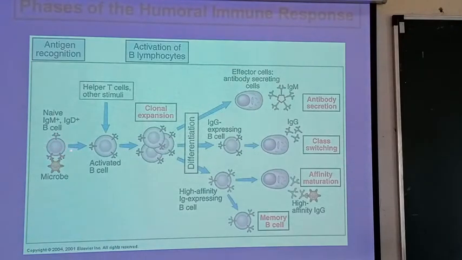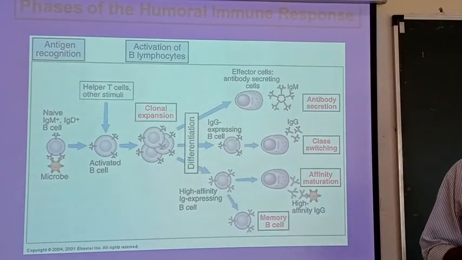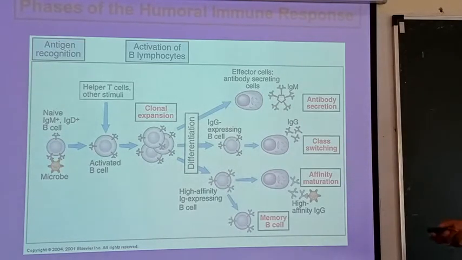This is a native cell. They recognize the antigen, and when binding of microbes to the B cell takes place, there is activation of the B cells with the help of T cell stimuli. I told you that helper cells play an important role. They sensitize the production of the antibodies. When these B cells are activated, there will be multiplication and proliferation, and clonal expansion takes place.